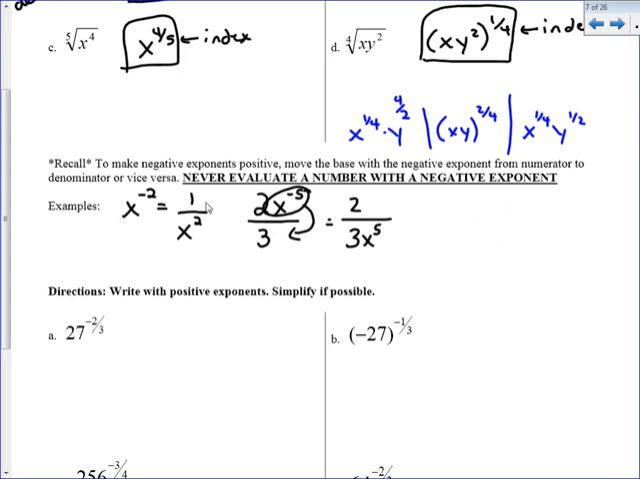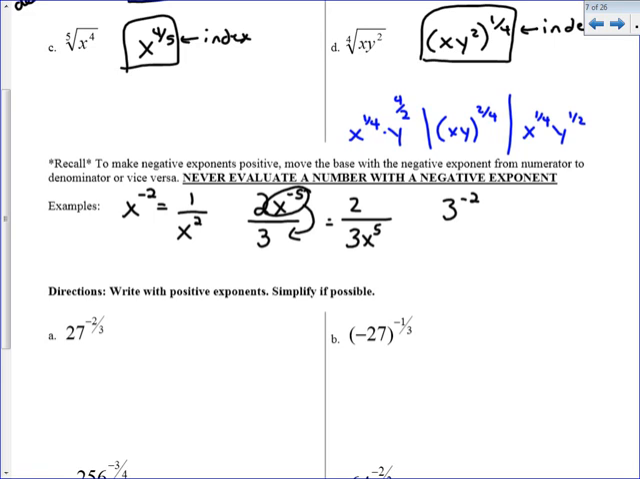So you'll see in bold, underlined, never evaluate a number with a negative exponent. This is a test question in 082. 3 to the negative 1/2. I get a lot of negative 9s. If you put that in your calculator, you do not get negative 9. You get like 0.11111, I think, something like that. Whenever you have a negative exponent, start by making it positive.